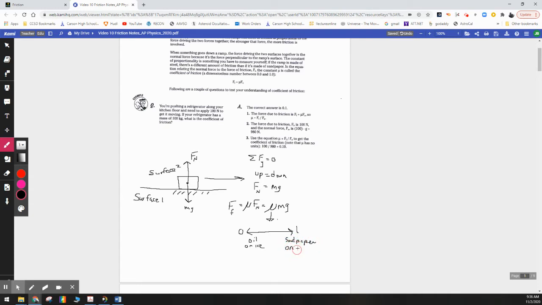Sandpaper on sandpaper. Okay, sandpaper on sandpaper. So that gives you kind of an intuitive feel for this value here. The closer to 1 it is, the stronger the coefficient of friction is. And the closer to 0, the more slippery it is, if you will.